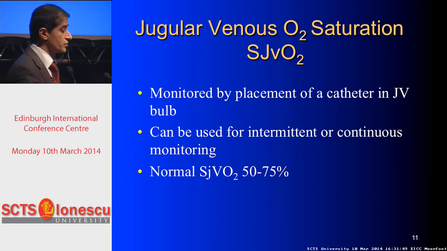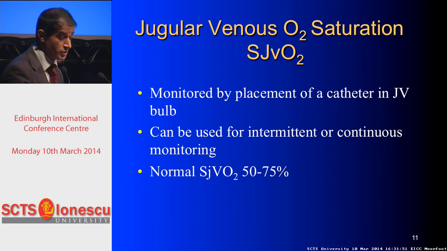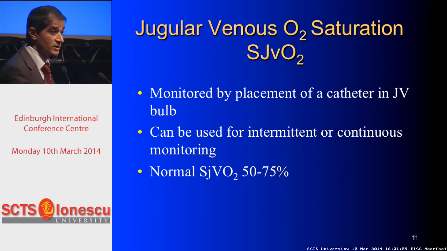And it could be either used for intermittent monitoring, which is what we do, or continuous monitoring if you have the kit for putting in a fiber optic catheter retrograde, of which I believe Edwards Life Sciences does make a kit which is useful for continuous monitoring. So the normal range of jugular venous oxygen saturation is between 50 to 75%.